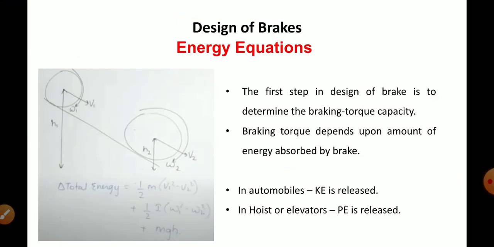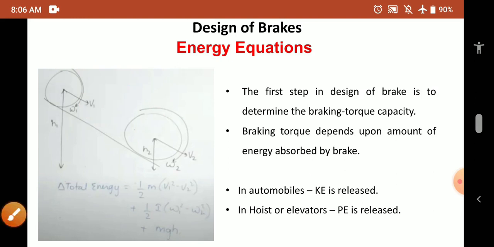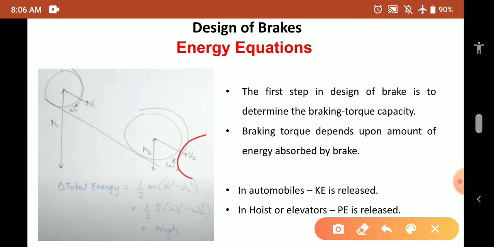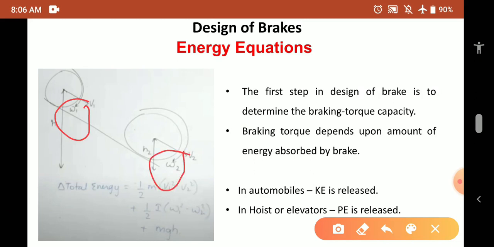The first step in the design of the brake is to determine the braking torque capacity. The braking torque capacity depends upon the amount of energy absorbed by the brake. Now we will see here, this is an object which is moving with linear velocity v1 from point number 1 to point number 2, with velocity v2 at the second position. Similarly, this object is rotating with angular velocities omega 1 and omega 2.